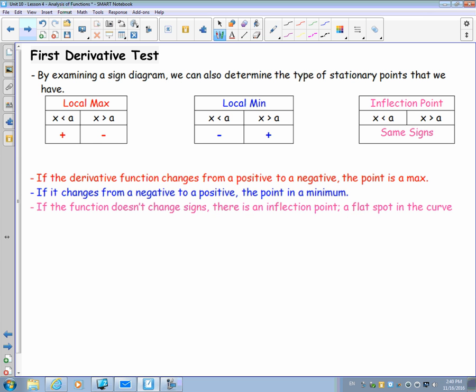Okay, if our derivative changes from a positive to a negative, it goes up and then down. It must have been a max. If it goes down and then up, it must have been a min.